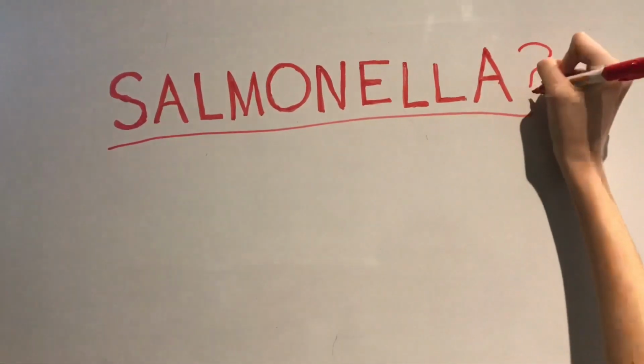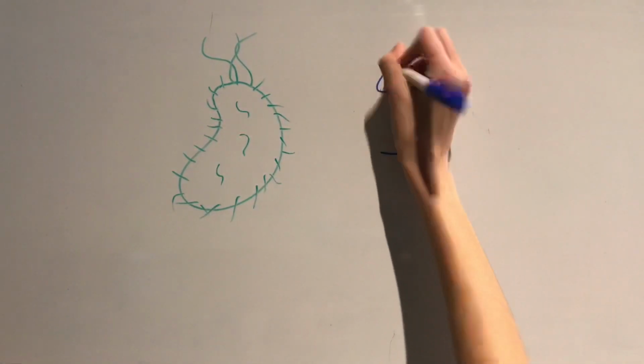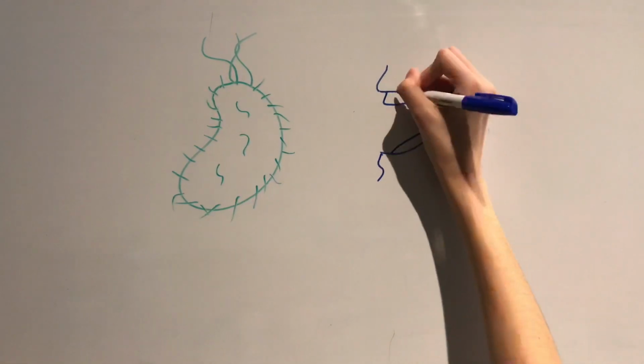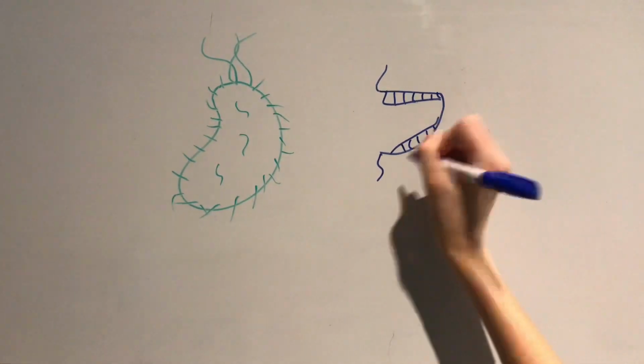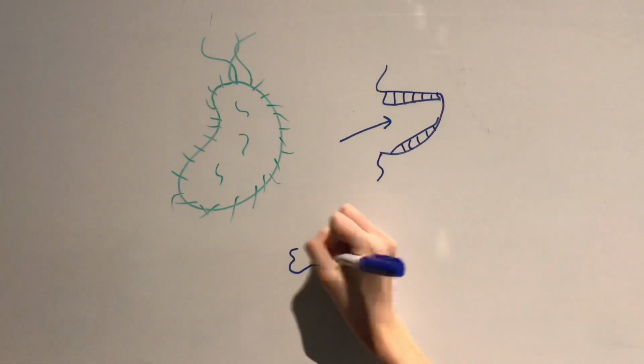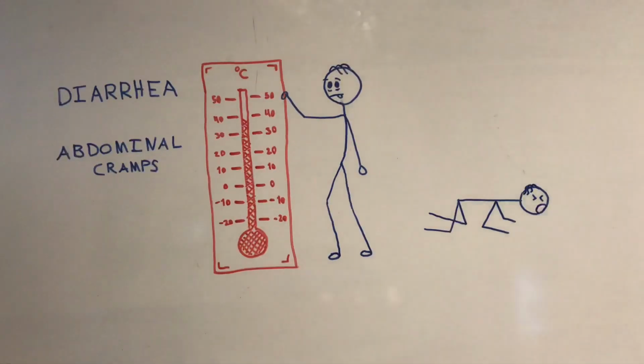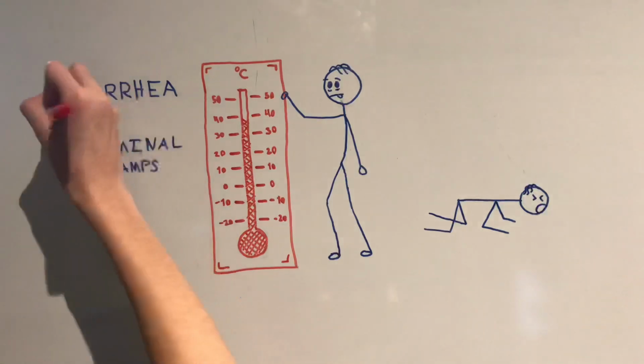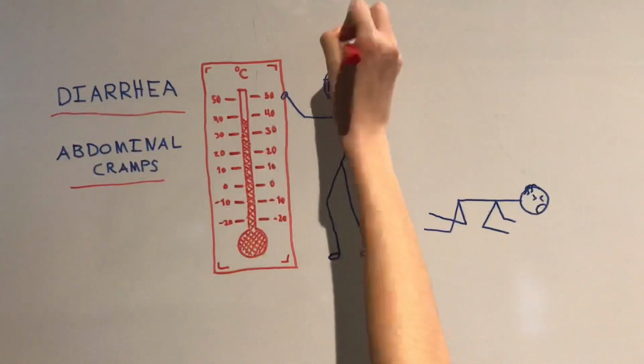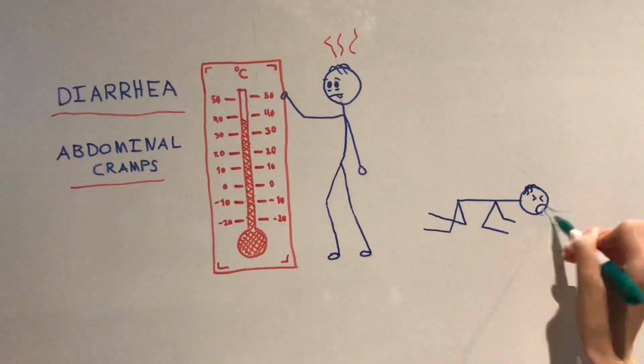Salmonella. What is it? Well, Salmonella is a cylindrical-shaped bacterium that enters the body when ingested through the mouth. This usually occurs by consuming undercooked meat, most commonly chicken. Some symptoms of Salmonella include diarrhea, abdominal cramps, fever, and sometimes nausea and vomiting.